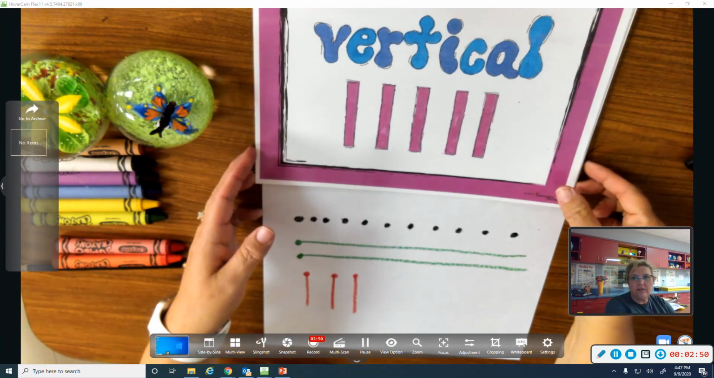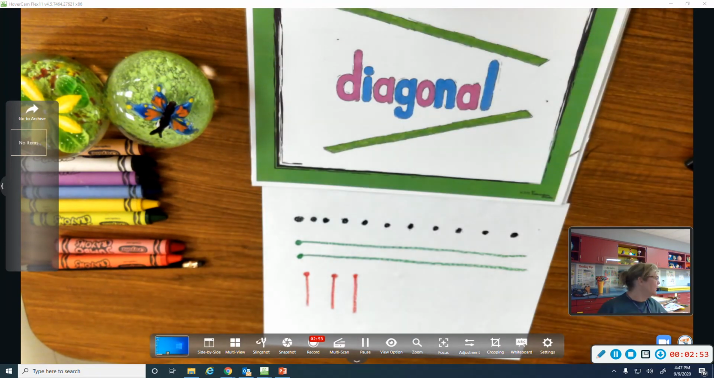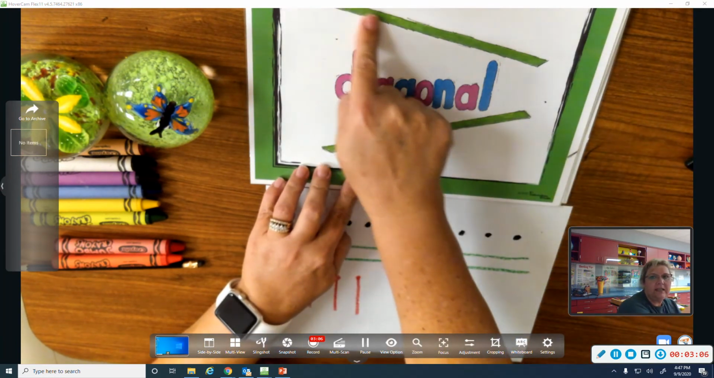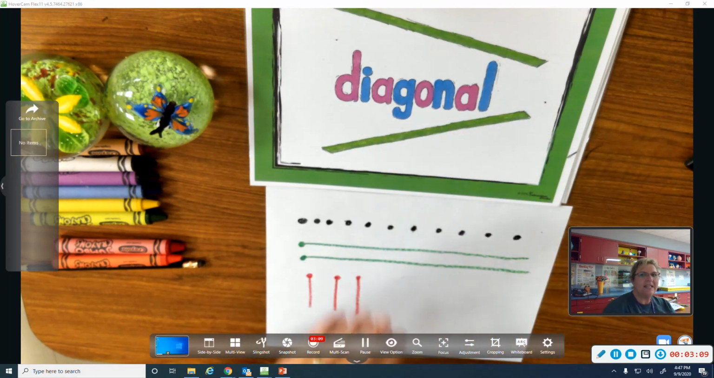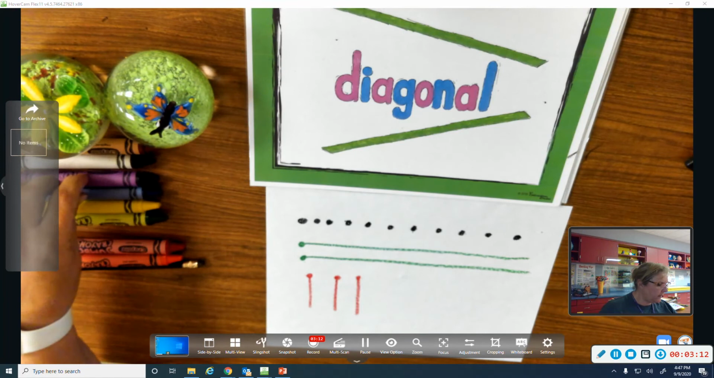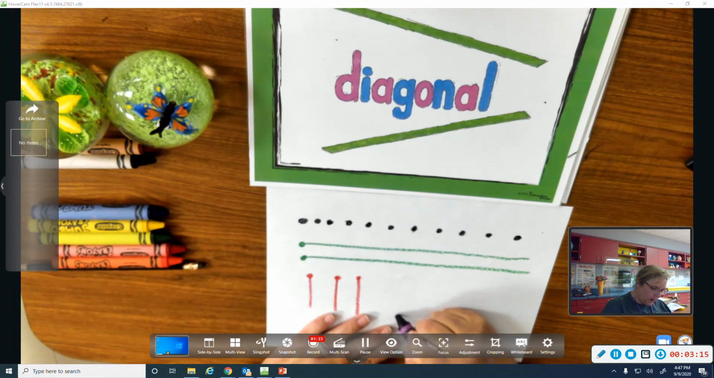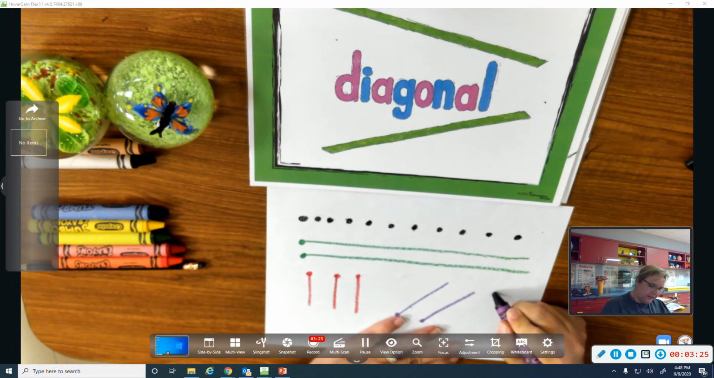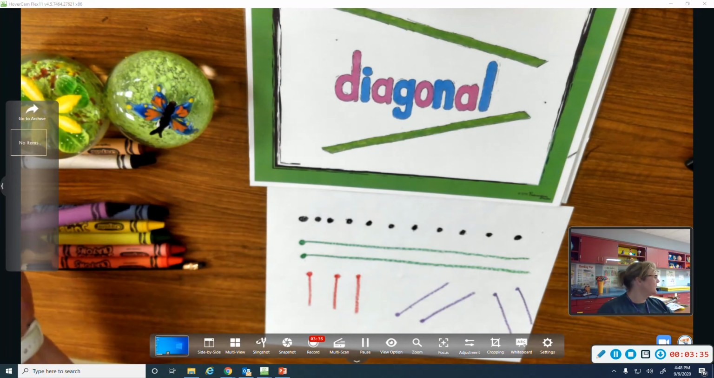So our next kind of line is diagonal. And diagonal is not a horizontal line, and it's not a vertical line, it's a slanted line. It slants up and it can slant down. And it's called diagonal. I think I will pick purple. So I made a dot and I pull up at a slant. And I make a dot and pull up at a slant. And then I make a dot and pull down at a slant. And I make a dot and I pull down at a slant. And so that is diagonal.